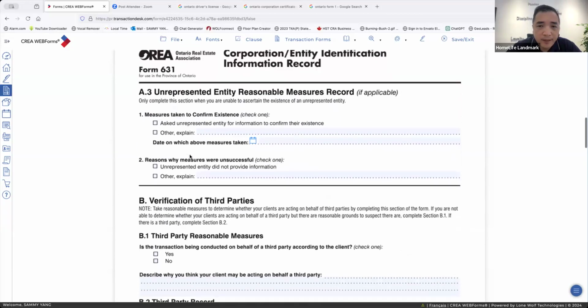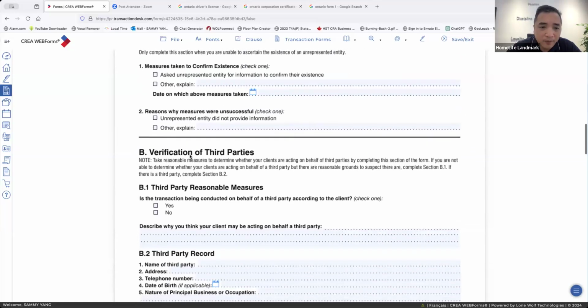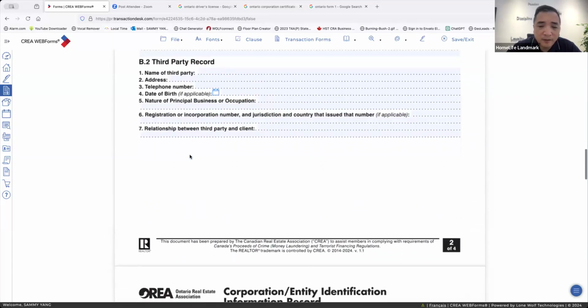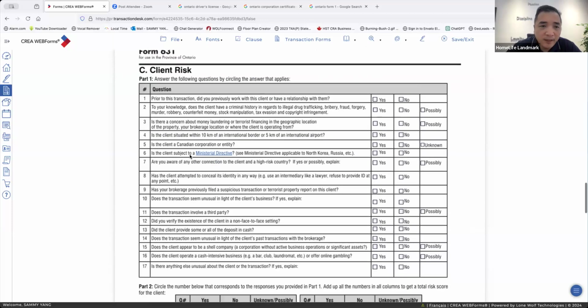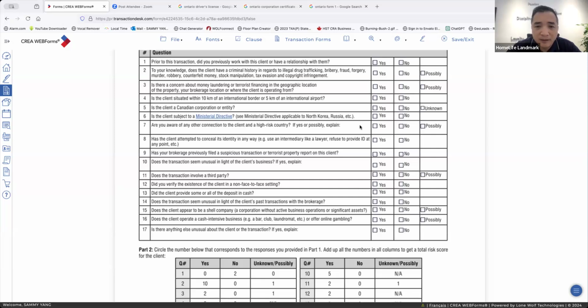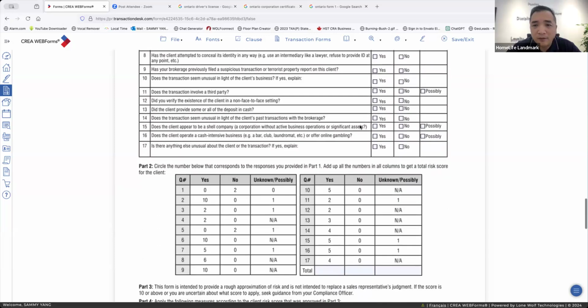A3, usually this is not applicable. And B is a third party, same thing. For a corporation's business type, it's rarely used. And C is the same thing. We have to check every question. Did you know whether this corporation or a previous one had any transaction? Yes or no? And is there any criminal history? It takes a little bit of time to check quickly. But in most cases, for number 1 or number 5, they have to be yes. If not, we just write down whatever is the reality.